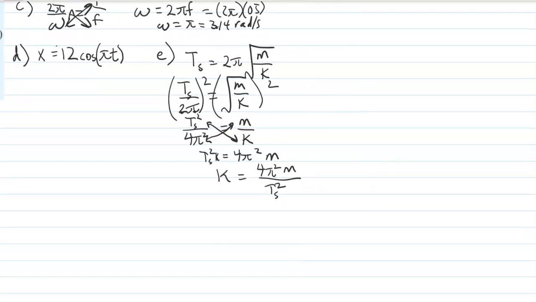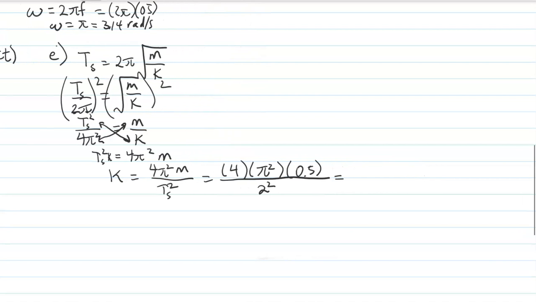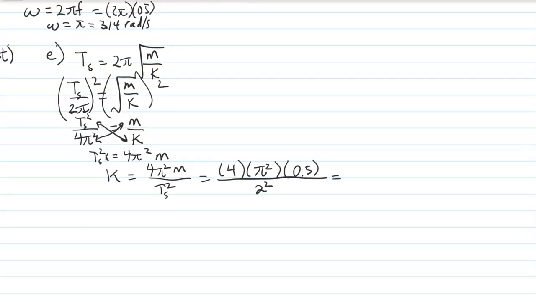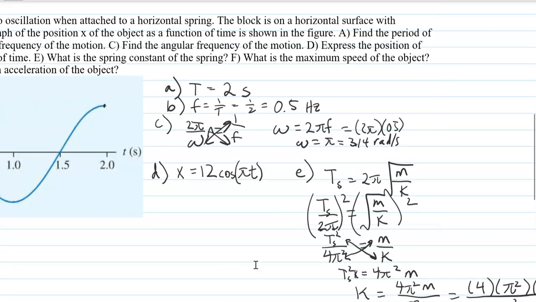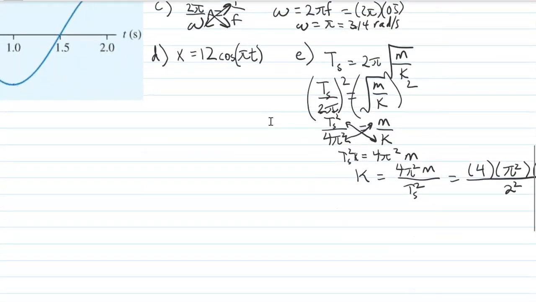Now I can go ahead and plug in numbers. So the mass of that block was 0.5, and the period was 2. So if you plug all of that in correctly, you should get that it is equal to 4.93. Remember, that's the spring constant, where the units are newtons per meter, because it's how much force it takes to stretch the spring.